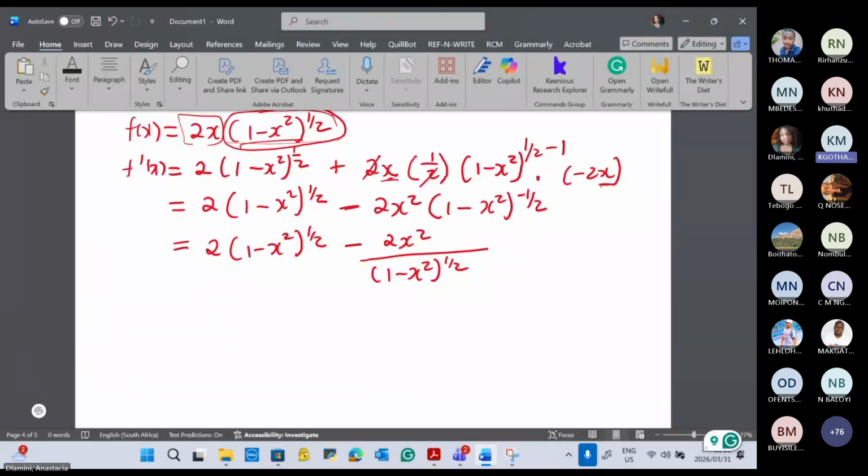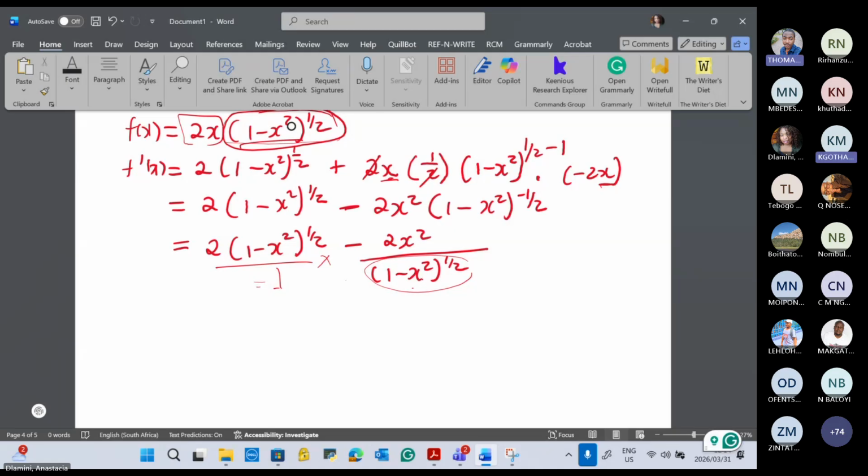Wait, what did she say? She said that we make the denominator look the same. So we take this, multiply by this over that, so that this denominator can change as 1 minus x squared to the power of half, which is correct. That's exactly what I was saying, ma'am. Yes, but you can also factor out in this case, right? Okay, so let's do what she's saying. Let's start with what she's saying first. Are we all together?